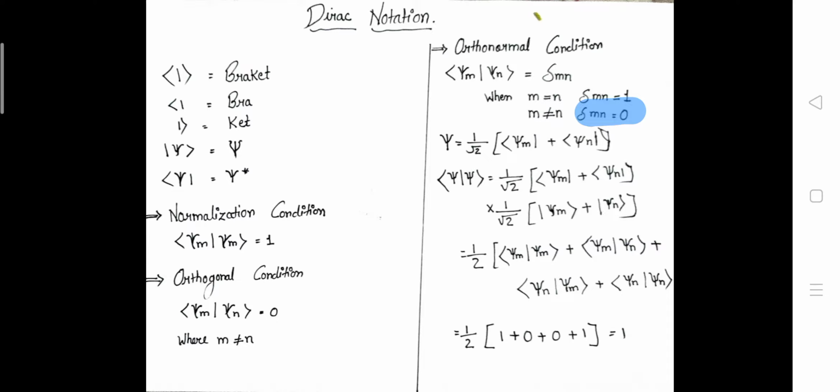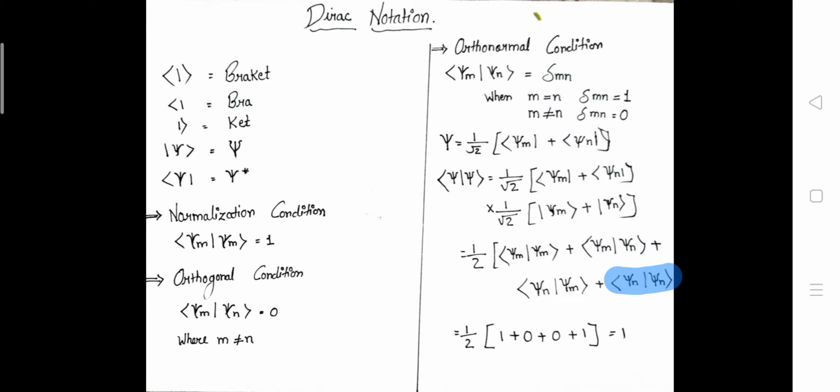Here we are given the bracket of psi m and psi n. So we will get 1 upon root 2 bra of psi m plus bra of psi n, into 1 upon root 2 ket of psi m plus ket of psi n. If we multiply both constants, we get 1 by 2, and we successively multiply psi m with this operator and this operator. So we will get bracket of psi m plus bracket of psi n. Now we multiply this operator with this and this, so we will get psi m and psi n.